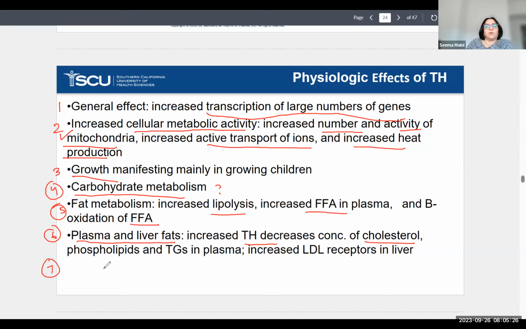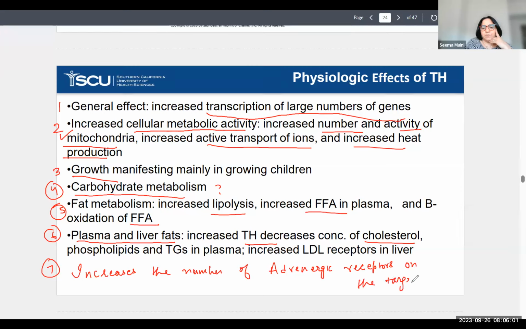There's another very important function. It is not mentioned at many places. You can write it down. It's not that I'm going to test you on this, but it is a very important function which I thought was missing in our PowerPoint. It increases the number of adrenergic receptors in the target tissues, right? You have to remember this.